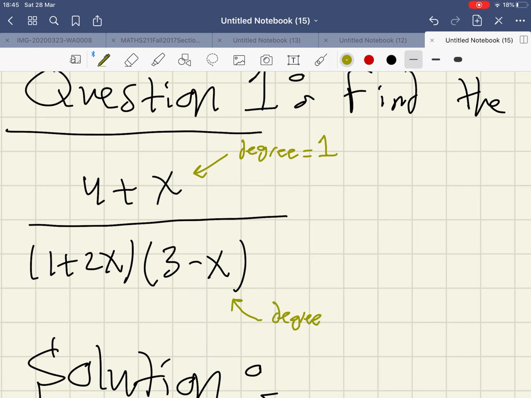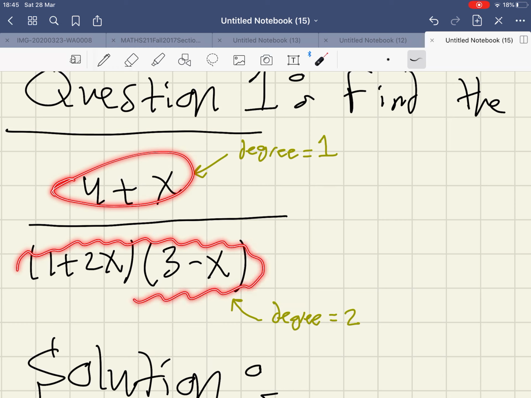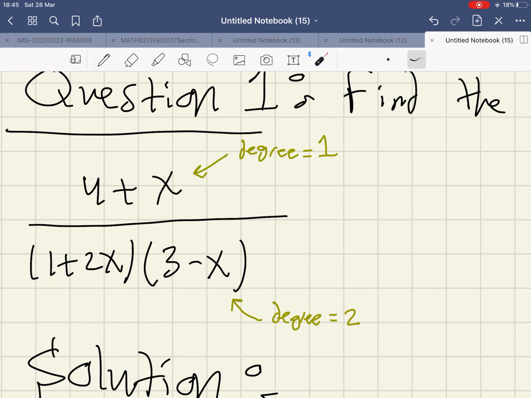Here we have degree 1, and here we have degree 1. So if we multiply them, the degree will be just 2, because you multiply x by x, you will get x squared. Now, if the degree of the numerator is less than the degree of the denominator, then we don't need to do the first step, or step number 0. We just need to go to step number 2.